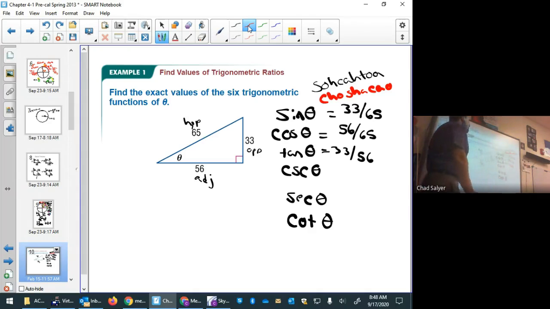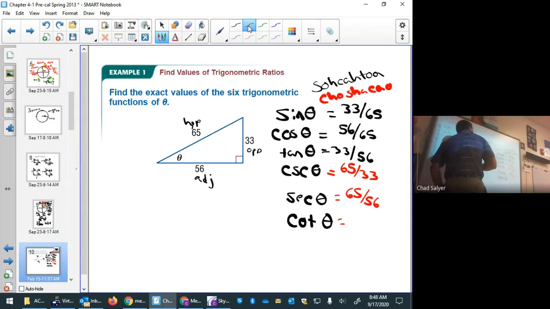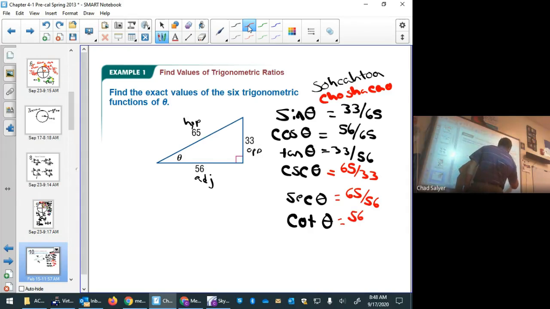So choshacow tells us that the cosecant is the hypotenuse over the opposite. So if I write it in the way that I wrote it here, I can just start flipping the ratios for the second half. 65 over 33. And then secant is hypotenuse over adjacent, 65 over 56. And then cotangent, 56 over 33.